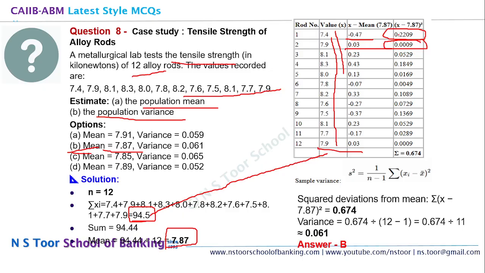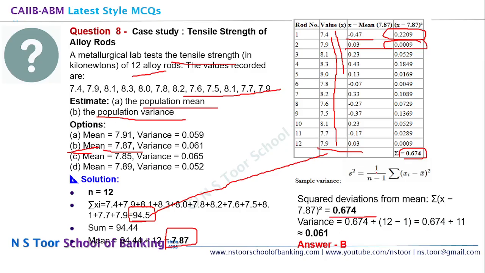So all numbers are positive, and the total of (x minus 7.87) squared is coming to 0.674. What is the total? 0.674 is the total of all these things. So the total is 0.674. Now we have to calculate the variance.